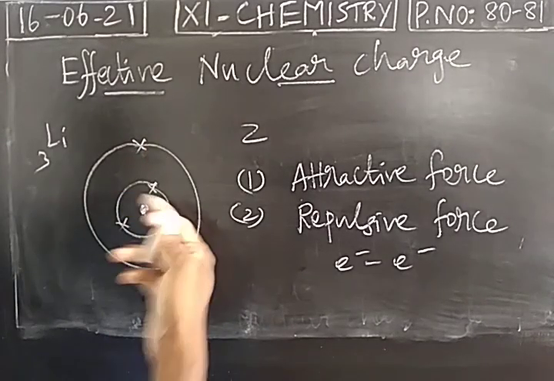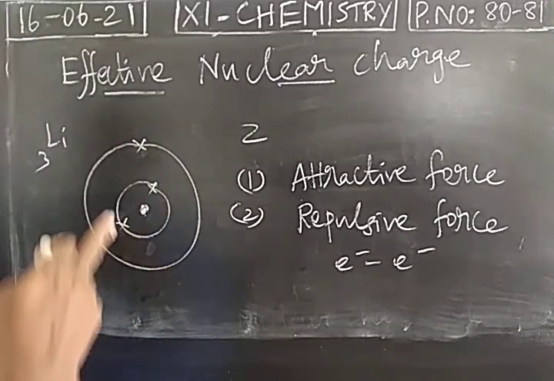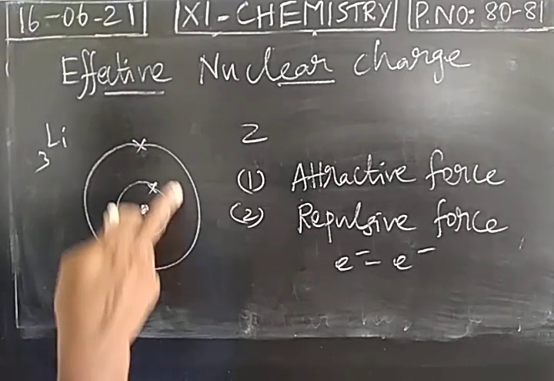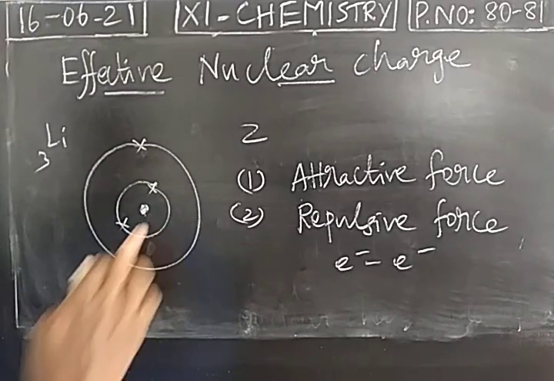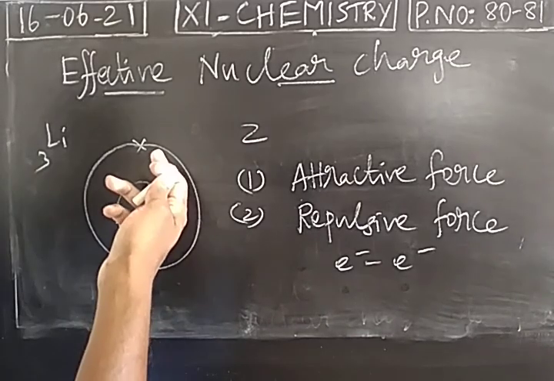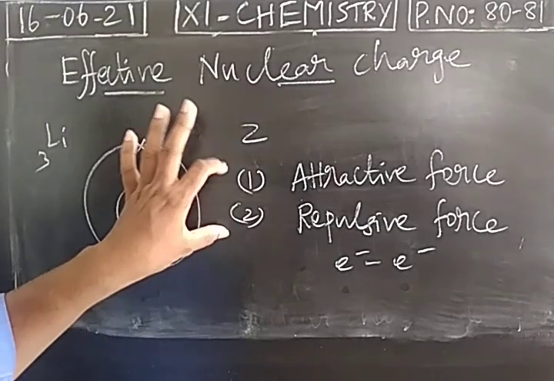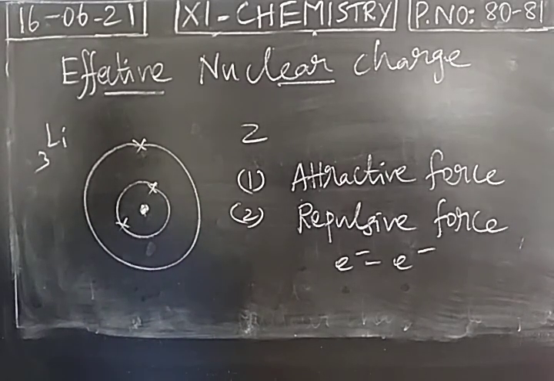Between the valence electron and the inner electrons. This is the last electron, called the valence electron. And the 2 electrons in the first cell, which is the inner shell, are called inner electrons. These 2 are inner electrons, this is the valence electron. Definitely electron-electron repulsion is possible. Valence electron and inner electron repulsion is possible. So 2 forces will act in an atom: attractive force between the nucleus and the electrons, and repulsive force between the electrons, that is, between the valence electron and the inner electrons.